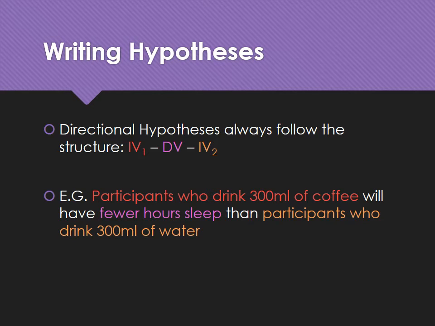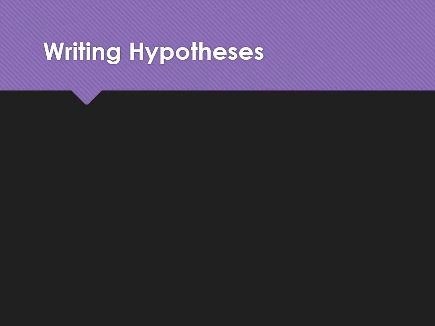So in terms of what we did earlier, the hypothesis I showed you was a directional hypothesis, and I've colour coded it here for you. The first condition of our IV is participants drinking 300 millilitres of coffee. The DV, what I'm measuring, is the number of hours sleep they've had. I'm saying that is going to go down. And then our IV2, a second condition of our independent variable, is participants who are drinking 300 millilitres of water.